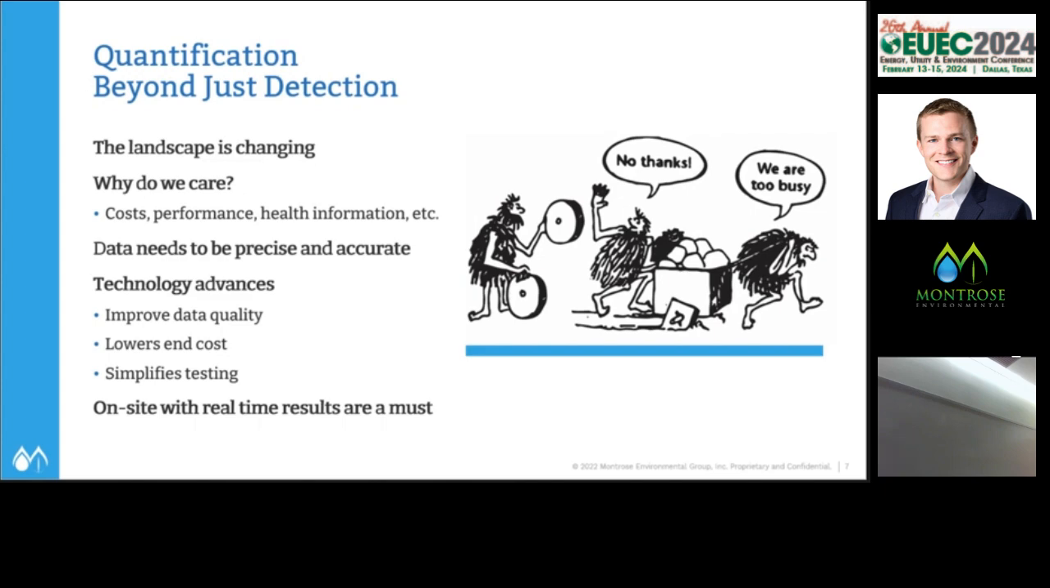And the good thing is that the FTIRs that we come up with, there's a lot of configurations, but we can get that low. So the data, as I said, needs to be precise and accurate, just for everyone's sanity.